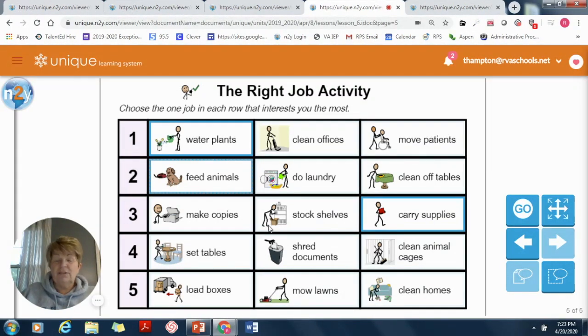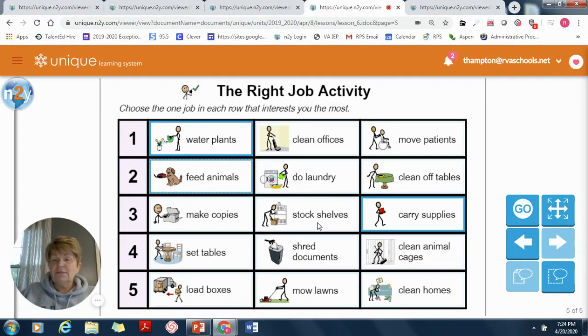Which one would I like to do the most? This is a tough one, I think. If I had to choose between all 3 of them, making copies, you wouldn't get to talk to very many people, but it's a pretty easy job. But an important job, very important job.